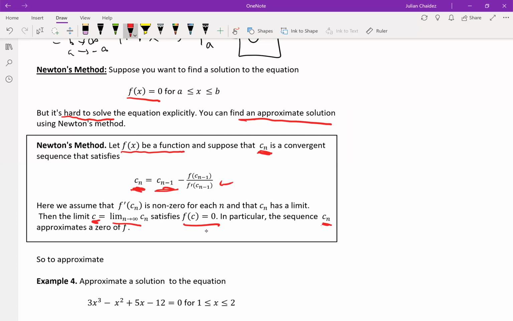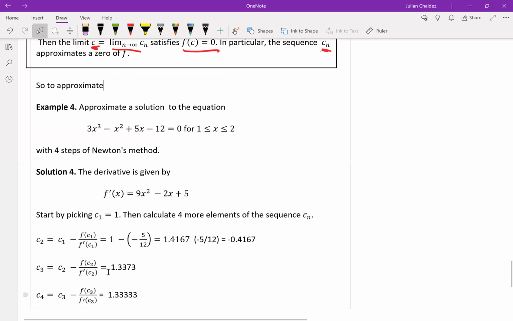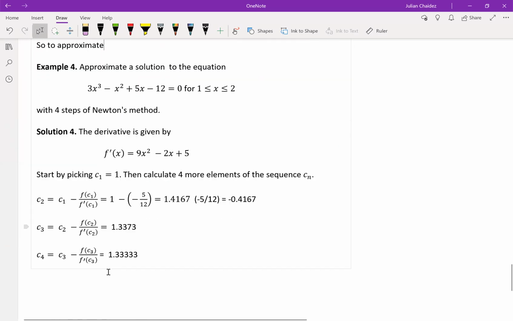As n gets larger, this sequence is going to approximate a 0 of f. So you can use this fact to procedurally generate approximate solutions to the equation f of x equals 0. We're going to end with an extended little example of what Newton's method looks like in practice.